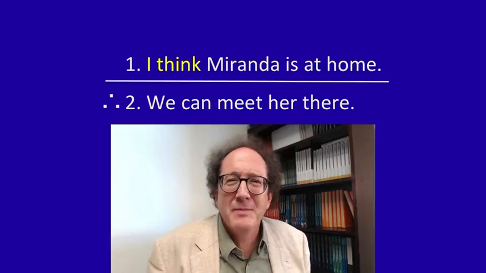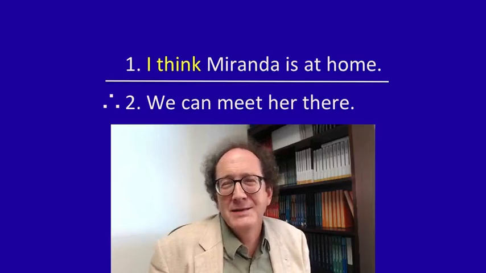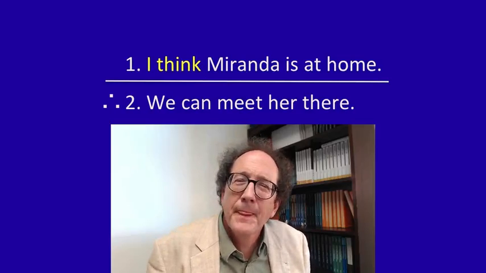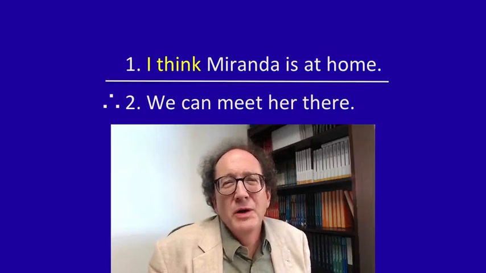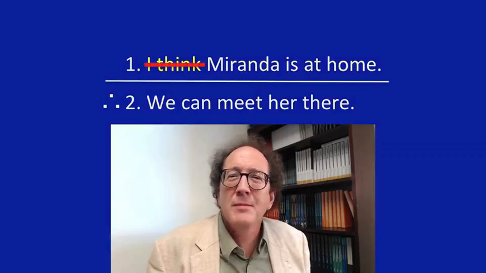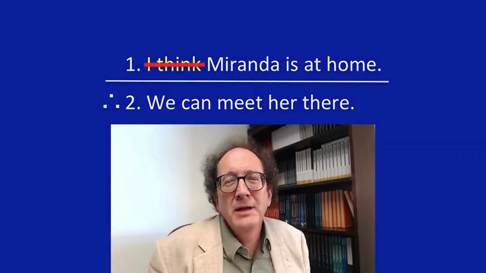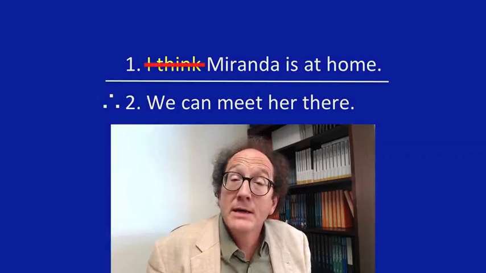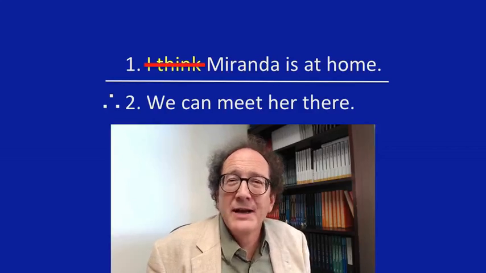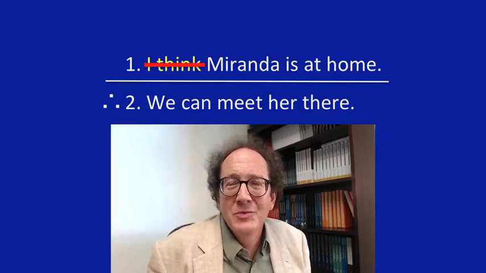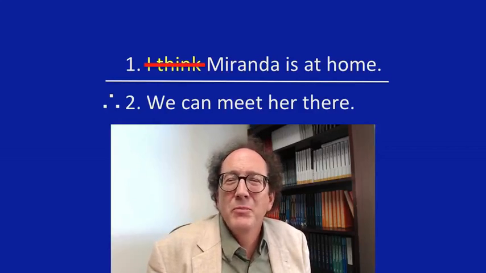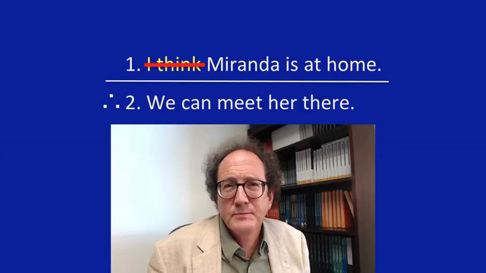It's the fact that she is at home that can make it the case that you can meet her there. So if the premise is about what you think and the conclusion is about where she is and where you can meet her, then the argument doesn't make any sense. So in this case, what we want to do is to cross out the words I think, because that's going to make the argument look silly, and the argument really amounts to Miranda is at home, so we can meet her there. And the I think covers that whole thing. It's saying, I think she's at home, so I think we can meet her there. But the argument doesn't involve some premise about what your thoughts are.